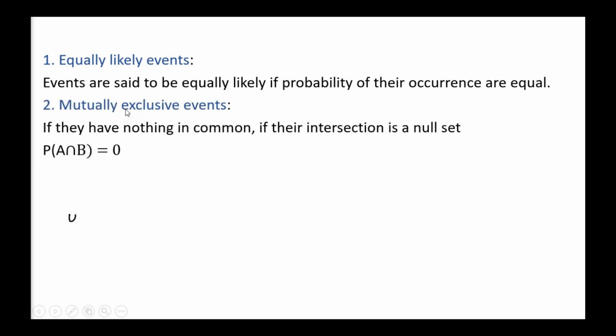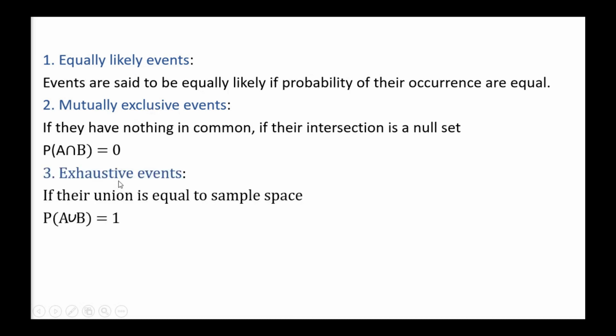The second one is mutually exclusive events. These are events where any two given events have nothing in common. If we select any two events and they have nothing in common, they are called mutually exclusive events. Also, the probability of their intersection is 0.